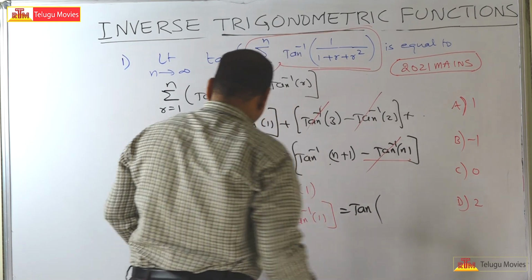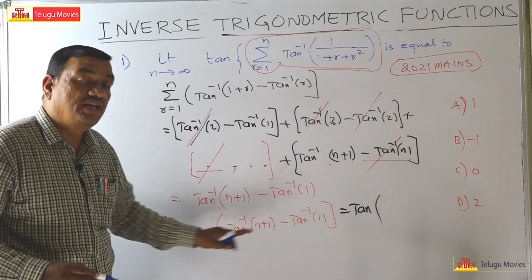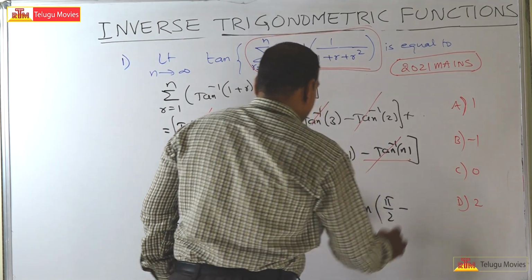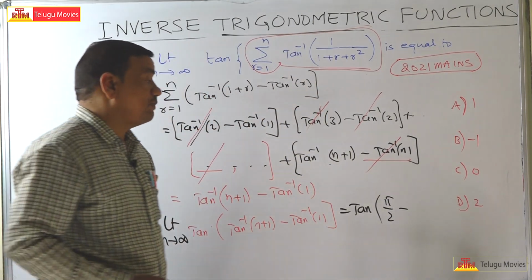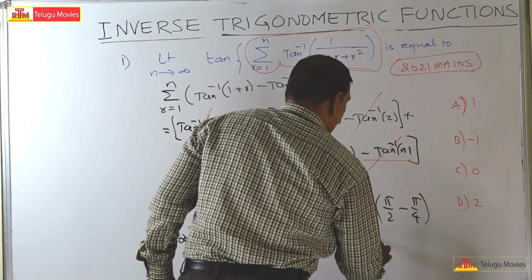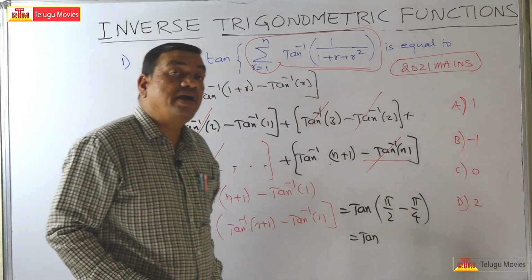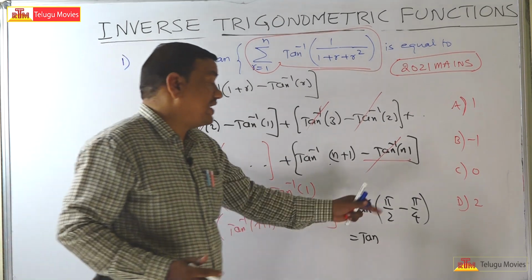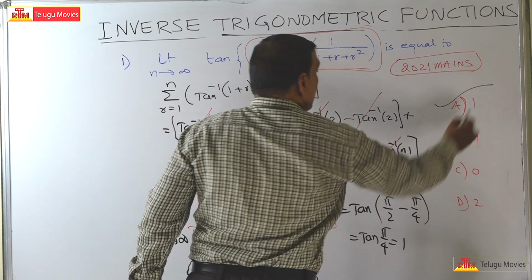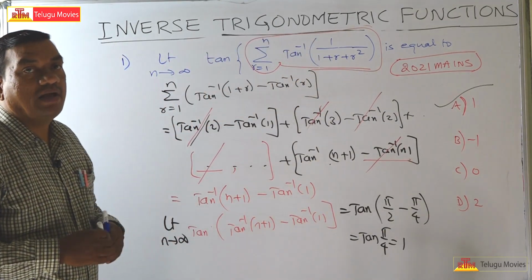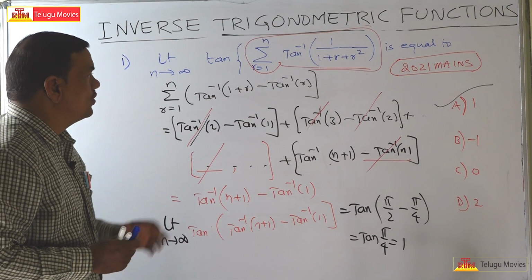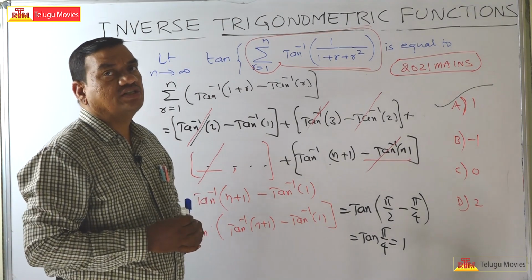So this is tan inverse of infinity, which is pi by 2, minus tan inverse of 1, which is pi by 4. So this is equal to tan of pi by 2 minus pi by 4. That means 90 minus 45, that is 45. Tan pi by 4 is equal to 1. Understand this? So, very systematically we solved this problem.